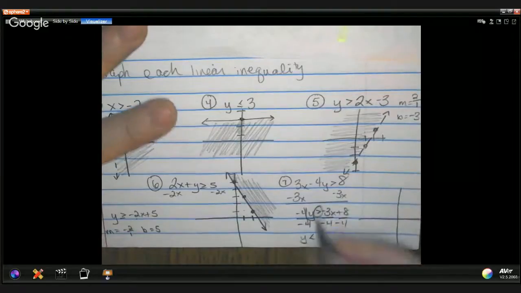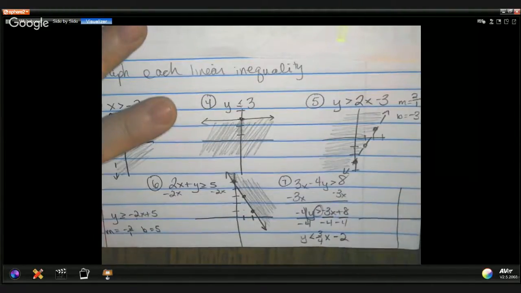Negative 3 over negative 4 is positive 3 over 4. And 8 divided by negative 4 is negative 2. So my m is negative 3 over 4, and my b is negative 2.